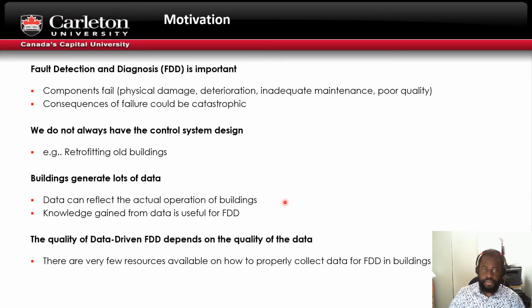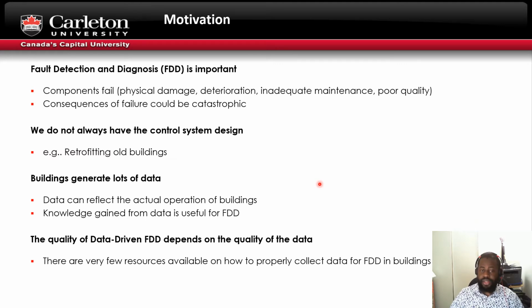So the first step is the motivation for this work. Fault detection and diagnosis is important in buildings because components fail as a result of physical damage, deterioration, inadequate maintenance, and poor quality. In buildings, the consequences of this failure could be catastrophic. Generally, we don't always have control of the design of the control system in buildings. For example, in retrofitting old buildings, we can't do anything like that, and it might be useful to use data to detect faults in such scenarios.